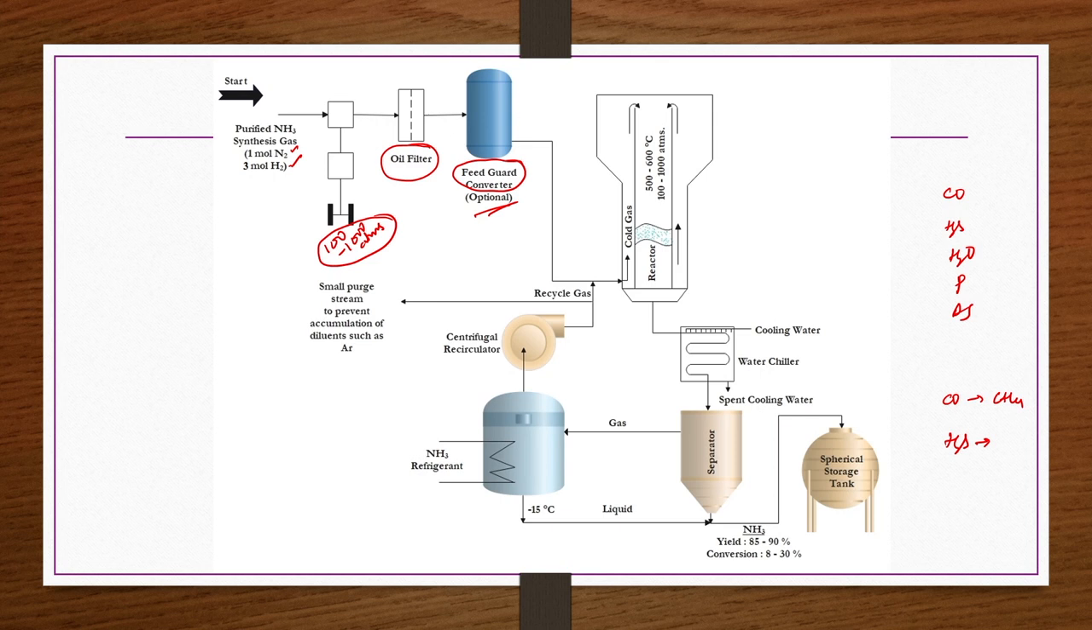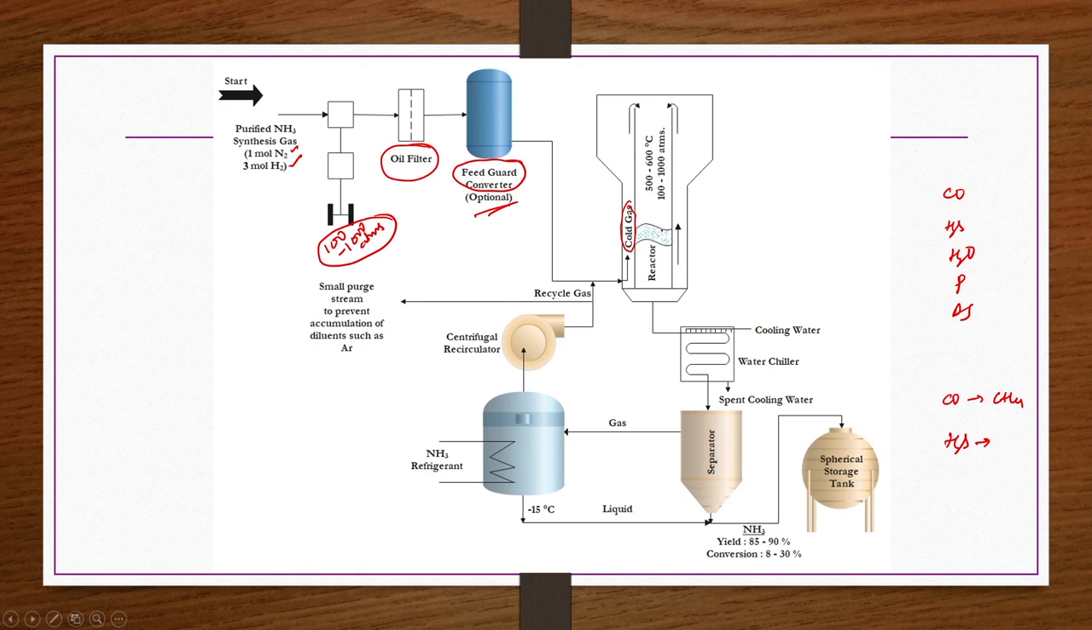So then compressed ammonia synthesis gas, purified synthesis gas, is compressed to a pressure of 100 to 1000 atmospheres, depending on the conversion that you want, depending on the yield that you want. After oil filtering, it is sent to a reactor. This reactor is provided with cold gases, because inside the temperature and pressure are high, so properly maintaining the temperature as per the requirement is good.